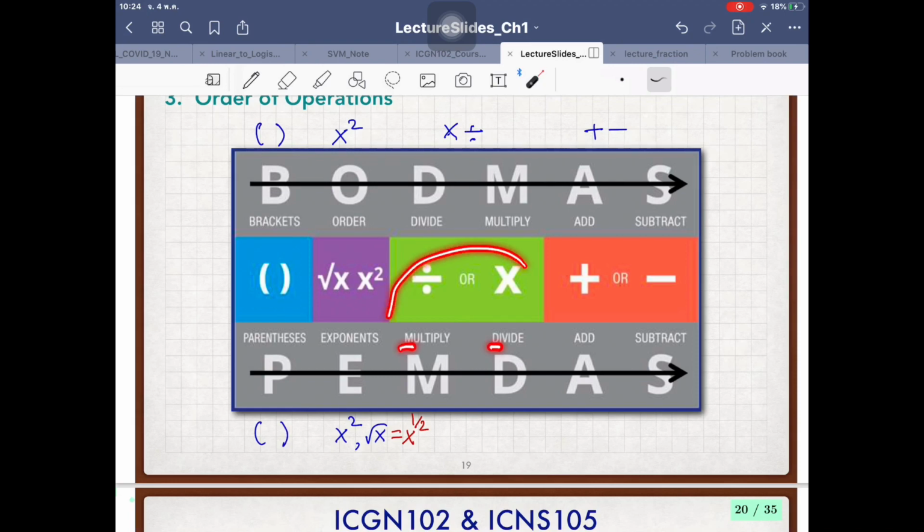So again, for both of them, they will have the same priority. And then for the next order, for the addition and subtraction, again, both of them will have the same priority. And for me, I'm going to use the rule of PEMDAS. So the next step, you can multiply and divide, and then add or plus, and subtract or minus.